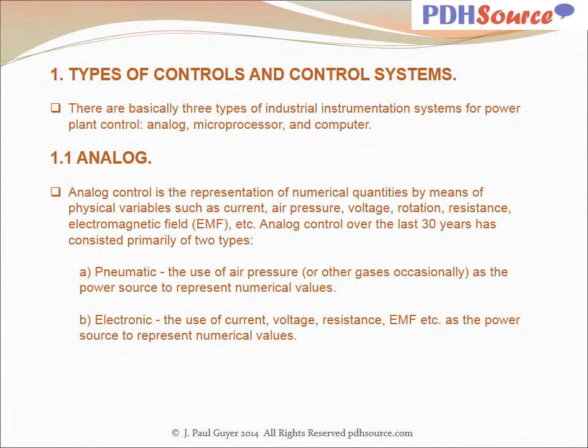There are basically three types of industrial instrumentation systems for power plant control: analog, microprocessor, and computer. The analog control is the representation of numerical quantities by means of physical variables such as current, air pressure, voltage, rotation, resistance, electromagnetic field, etc. Analog control over the last 30 years has consisted primarily of two types: pneumatic, the use of air pressure or other gases occasionally as the power source to represent numerical values, and electronic, the use of current, voltage, resistance, EMF, etc. as the power source to represent numerical values.